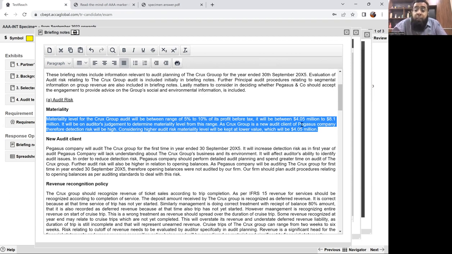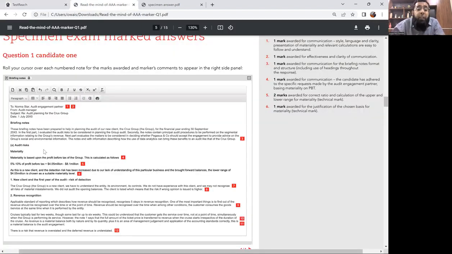As Crux Group is a new audit client of the biggest company, therefore detection risk will be high. Considering higher audit risk, materiality level will be capped at a lower value, which will be 4.05. Even our point was more detailed than the one he wrote, but then also he got complete marks. Okay, now just let me guide you on something.